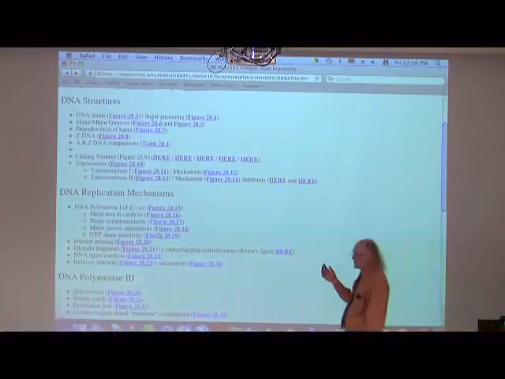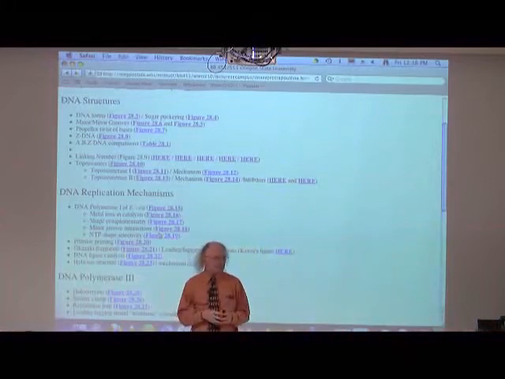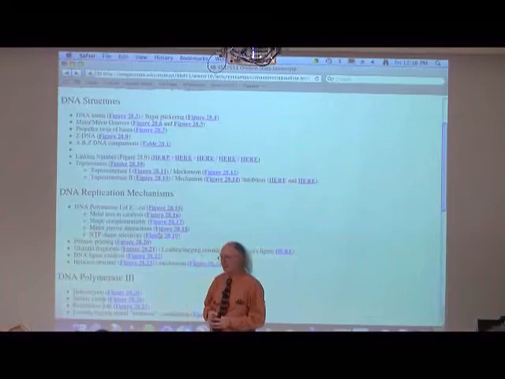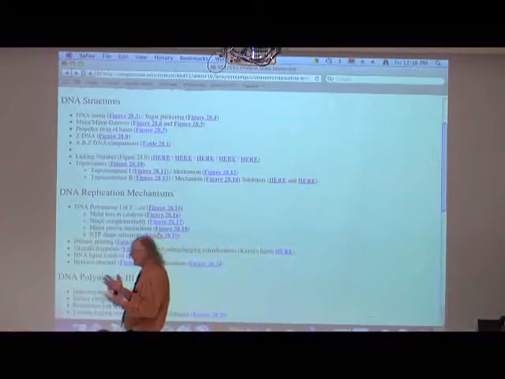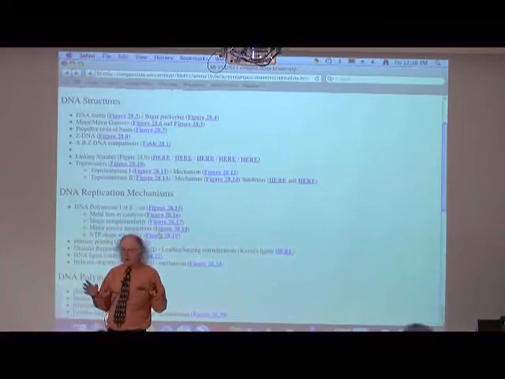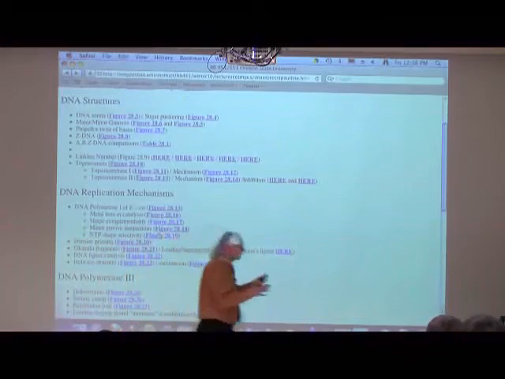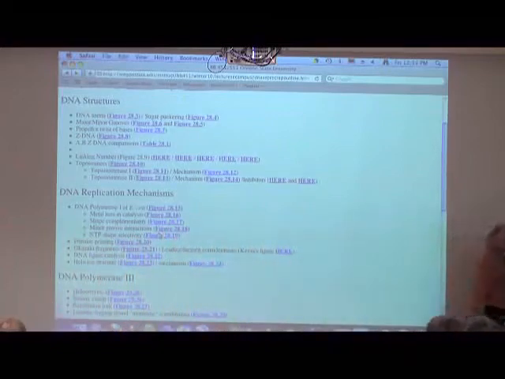Now, DNA polymerase III turns out to be a much more complicated enzyme. It has multiple subunits, and the multiple subunits have individual functions. I'm only going to talk about a couple of them. Okay? So if you'll bear with me, I'm going to talk about DNA polymerase III, and then we'll have a song. How's that? Okay.